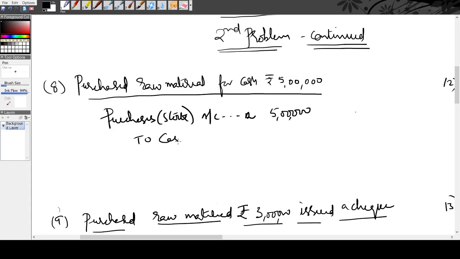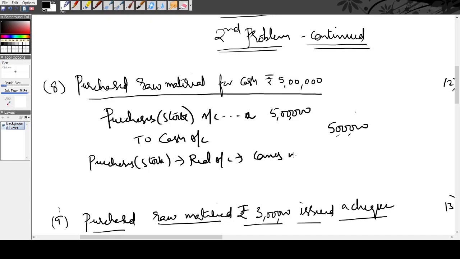Purchase account Dr, to cash account. That means purchase account has to be debited and cash account has to be credited. The logic is purchases. I'm saying stock, I'm treating it as an asset, hence it is a real account, comes in, debit. The same stock, when it is consumed or sold off, the cost price of the stock consumed or sold would be considered as an expense to determine the profits. Then cash, it is a real account, it goes out of the business, hence it has been credited.